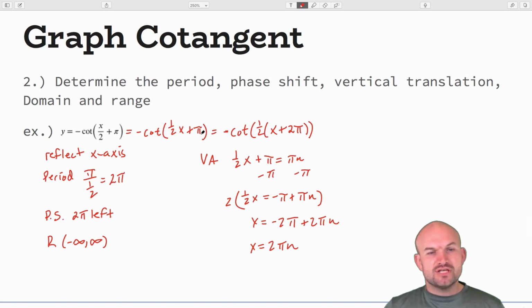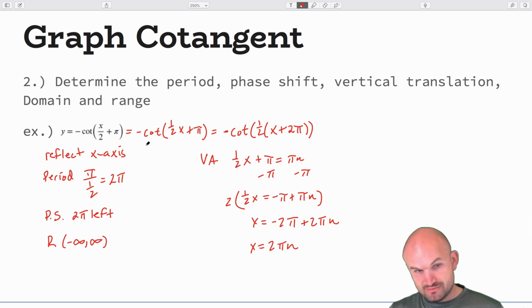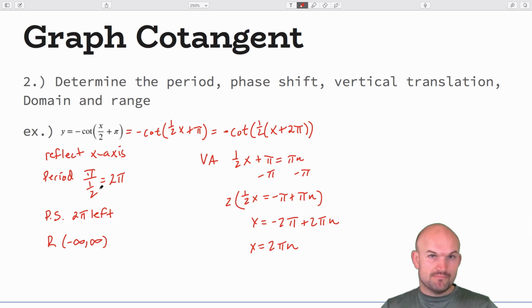There you go. So we have a negative on the outside. That's a reflection about the x-axis. Our period is going to be pi divided by b. Again, multiplied by the reciprocal on the top and bottom, you get 2 pi. We can see here we have a phase shift of pi halves to the left. Our range is negative infinity to infinity.